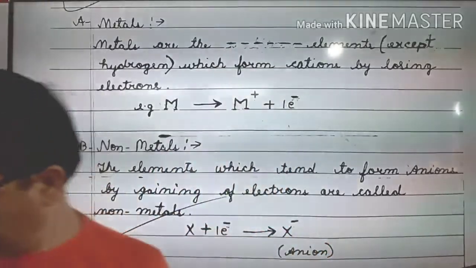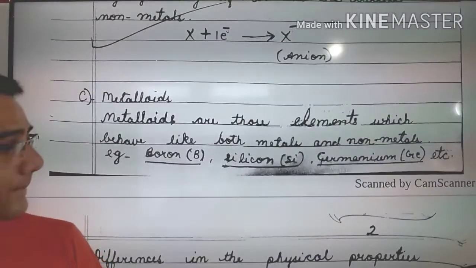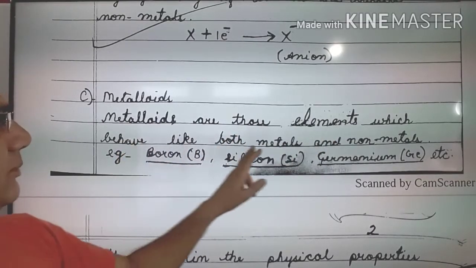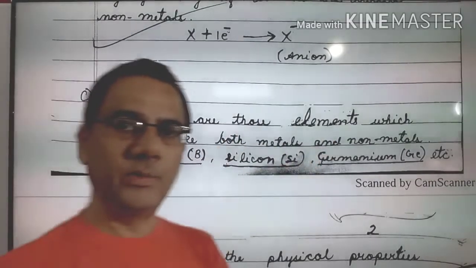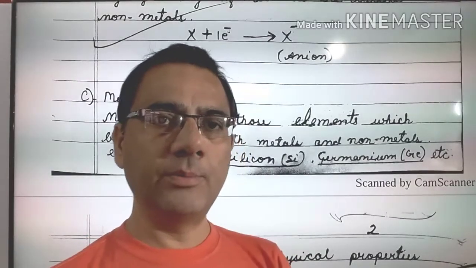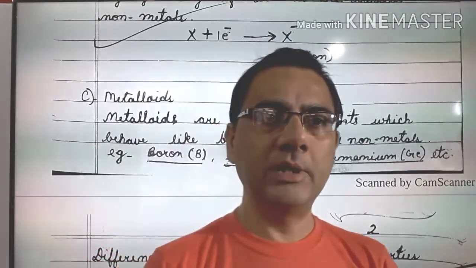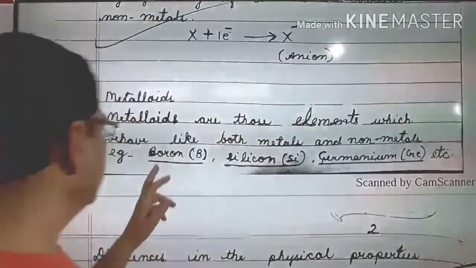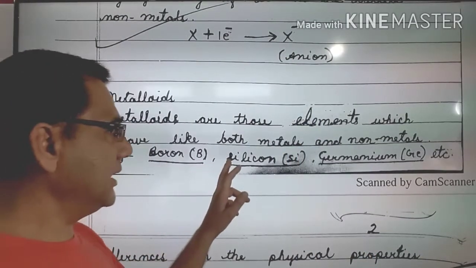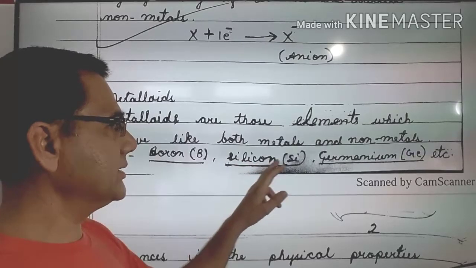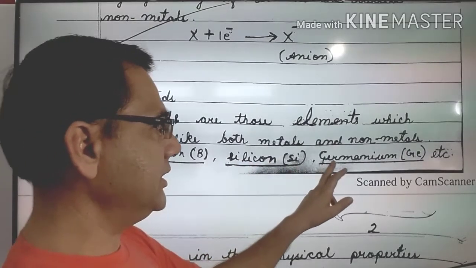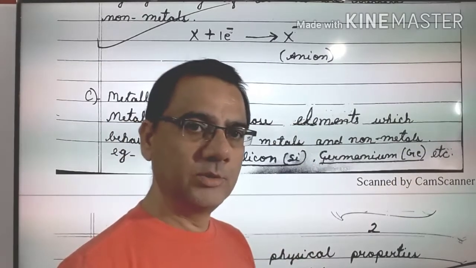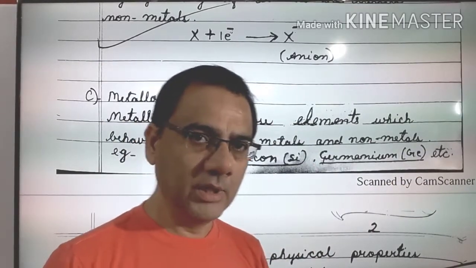Now we come to another point, and that is the metalloid. What are the metalloids? Metalloids are those elements which behave like both metals and non-metals. They show the properties of metals as well as non-metals. Examples I have given are boron, B, silicon, Si, and germanium, Ge, etc. Now we go further.